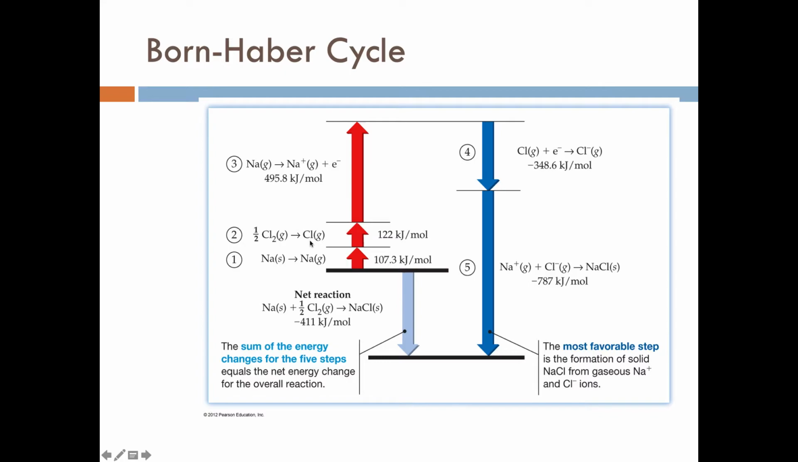And then the next 2 steps are ionizing them. So for sodium, we're taking an electron off. So this energy right here is the ionization energy for sodium. You see that's about 496 kilojoules per mole. It's a pretty big energy value, but it's positive. Now, chlorine. When we add an electron to chlorine, remember most of our electron affinities are actually negative.